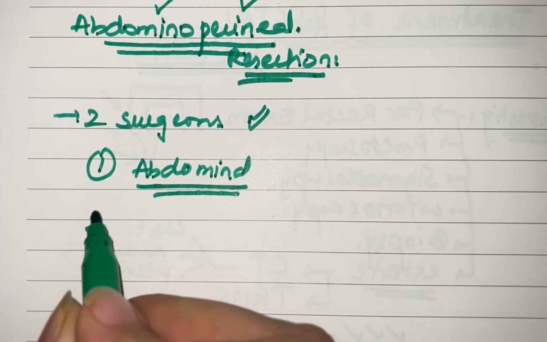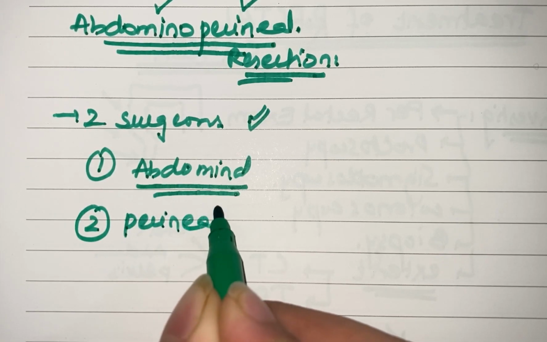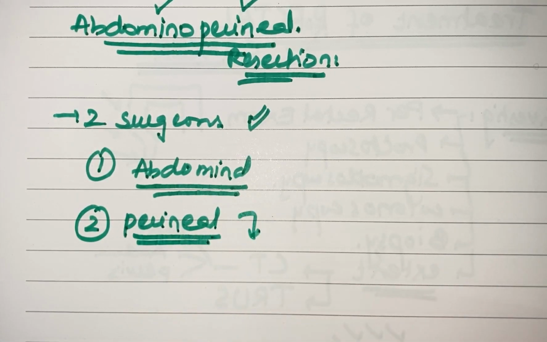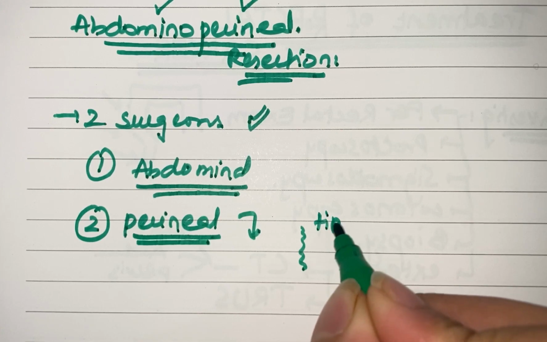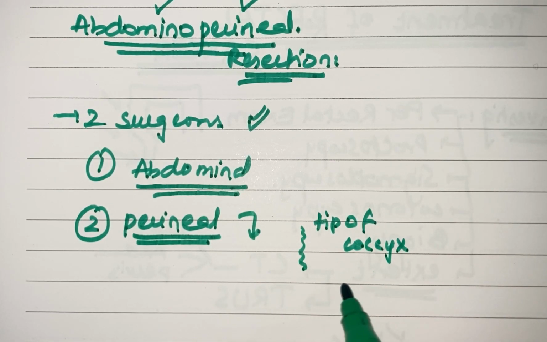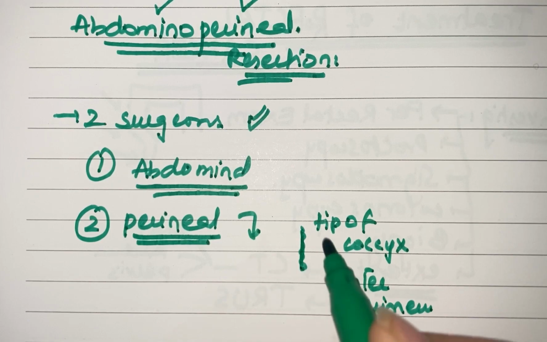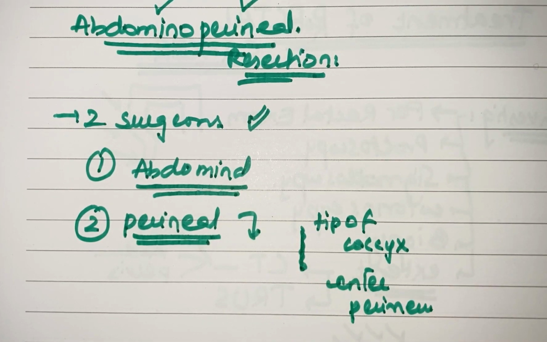Okay, the second surgeon, who is doing it through the perineal approach, will give an incision, of course. Now where will that incision be located? From the tip of the coccyx to the center of the perineum. Now this incision is made, and this incision is even continued so that it will incise the anal sphincter.